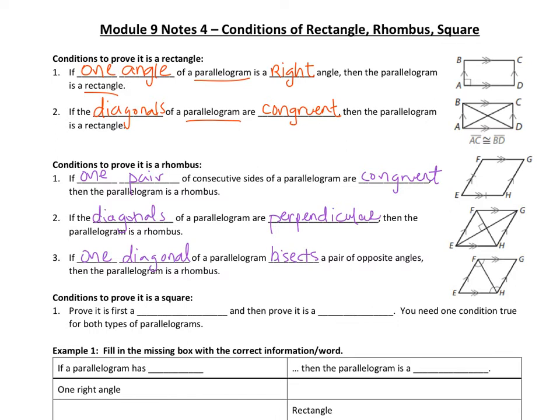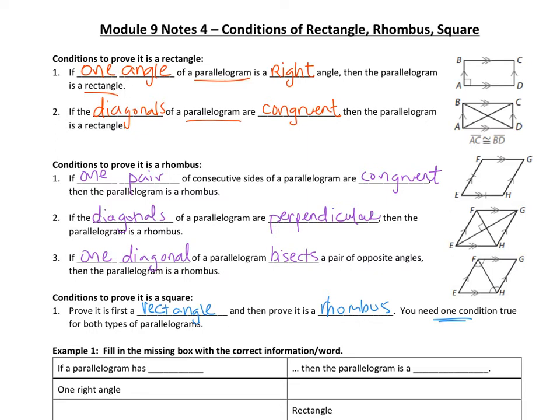To prove that it is a square, first of all, you have to make sure that it is a rectangle, and it also has to be a rhombus. So you need to make sure that you have at least one of those conditions for each of those types of parallelograms before you can say it's a square.